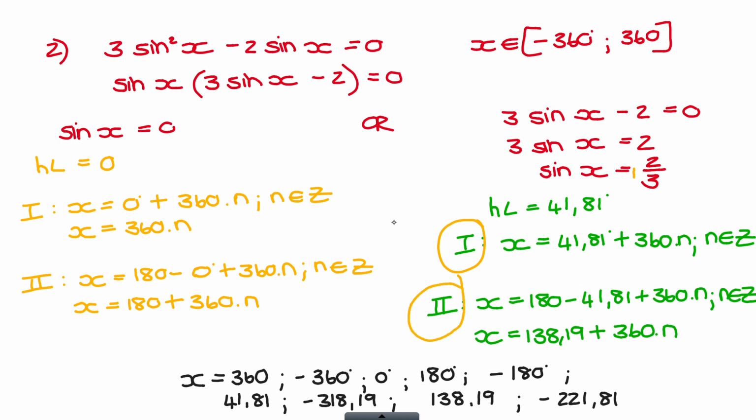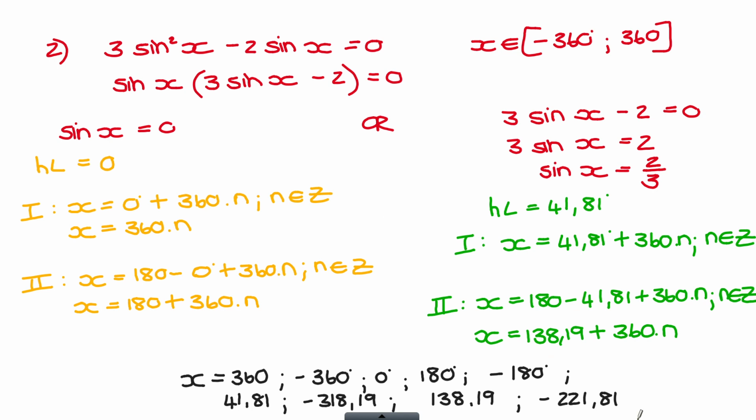Okay, so in die eerste kwadrant het ek gewoonlik net my hulphoekie plus 360n. In my tweede kwadrant het ek 180 minus my hulphoekie plus 360n. And if I go simplify that, I get 138,19 plus 360n. Okay, so dit is die vergelyking van my algemene oplossing.